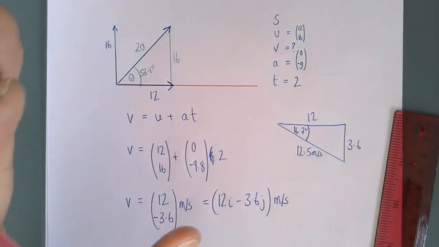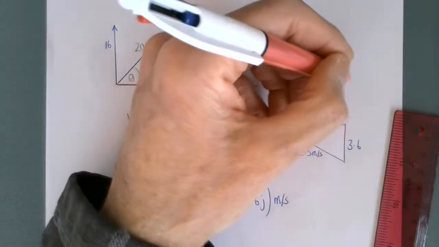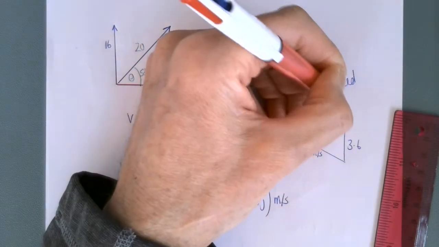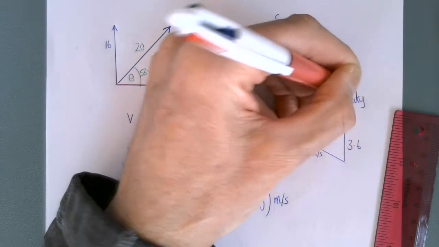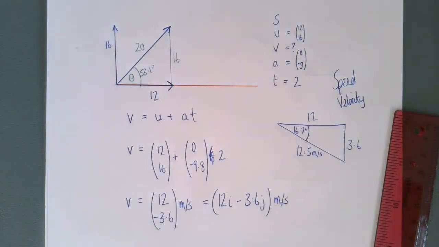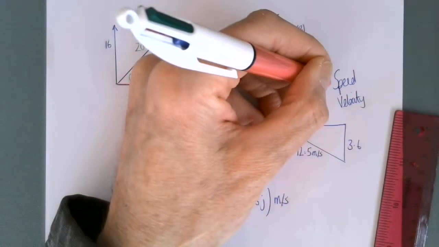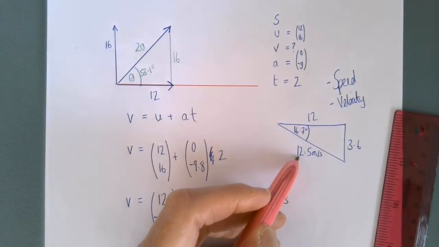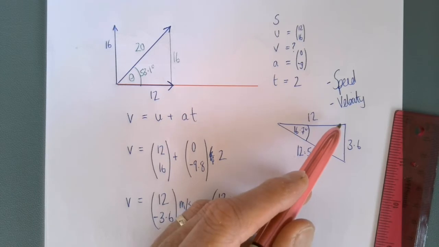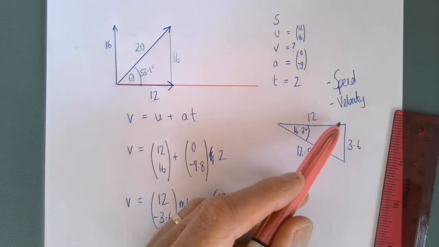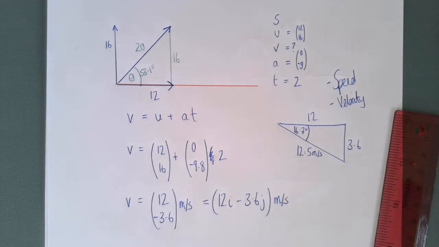Now, I've been a little bit less than rigorous in my use of the words speed and velocity. Speed is a scalar, it's just about the size of the speed it's travelling at. Velocity has direction. So I really ought to be clear. 12.5 meters per second is its speed, and that's made up of a horizontal velocity of 12 meters per second and a vertical velocity of minus 3.6 meters per second.